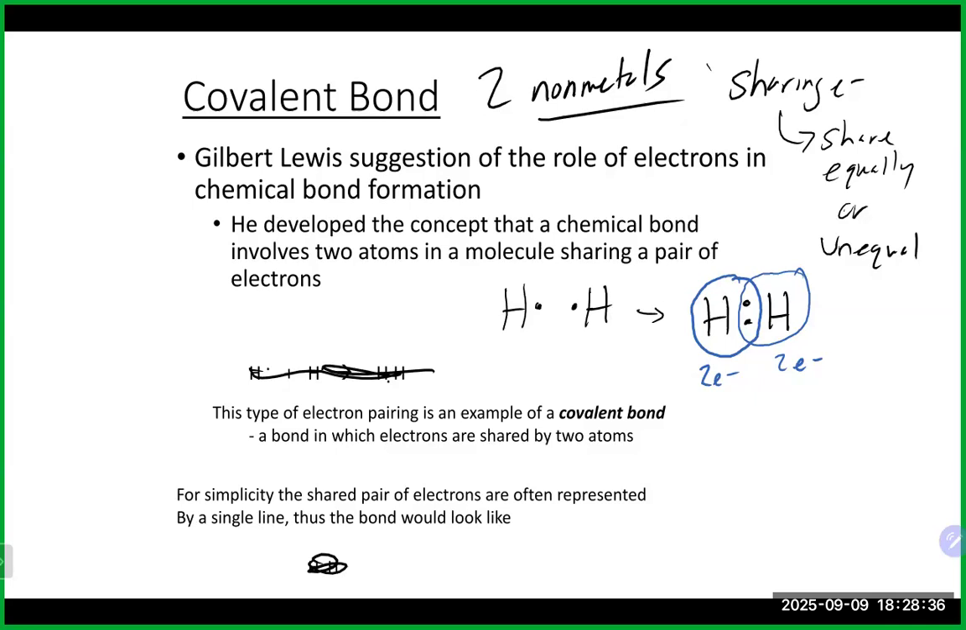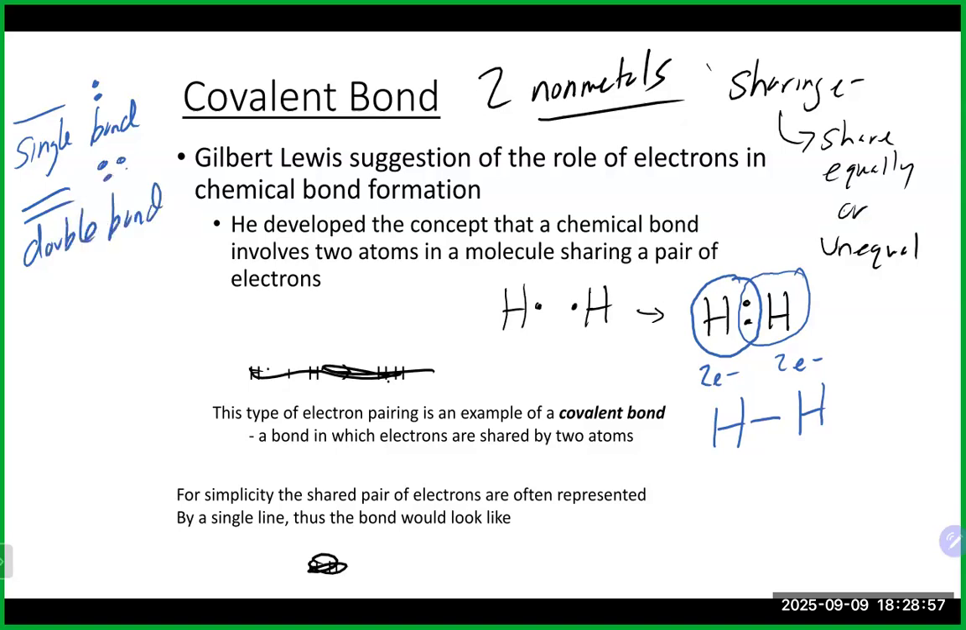You could show that as dots. You could also show that as a line. And one line represents a single bond. And that basically is the sharing of a pair of electrons. As we'll see later, 2 lines is a double bond. And that is the sharing of 4 total electrons or 2 electron pairs. And a 3-pack of lines there is our triple bond. And that is the sharing of 6 total electrons or 3 electron pairs.